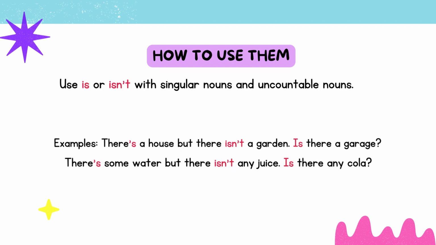How to use them. We use is or isn't with singular nouns and uncountable nouns. There's a house but there isn't a garden. Is there a garage? There's some water but there isn't any juice. Is there any cola?